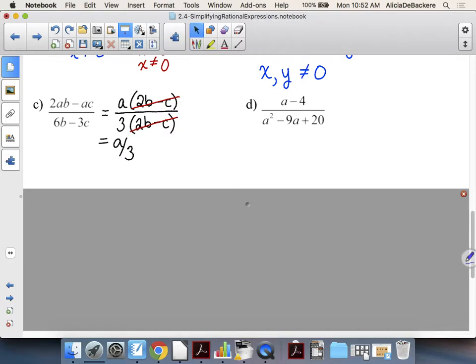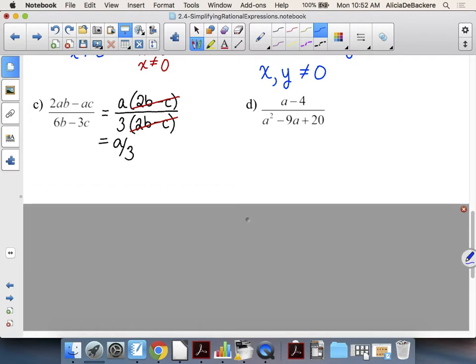Don't forget to go back and look for restrictions. Your restrictions come from where the denominator equals 0. So I'm going to use my factored form instead of looking at 6b minus 3c. My factored form says 3 times something cannot equal 0. So the something, 2b minus c, cannot equal 0. I can simplify this expression by moving the c to the other side when I add it over there. What I end up with is that c cannot be twice as big as b. That's my only restriction for that.